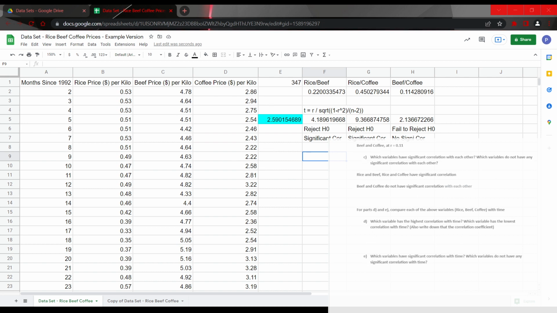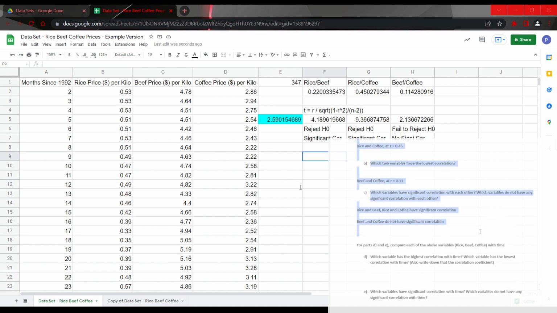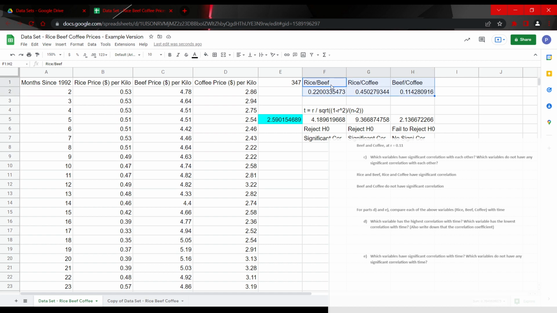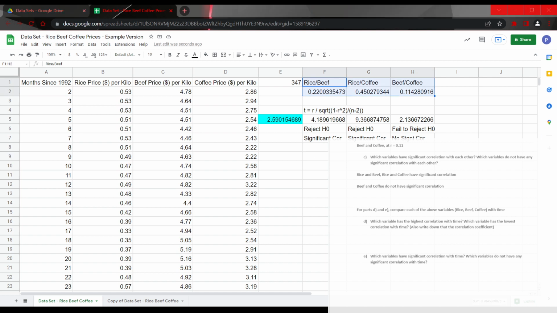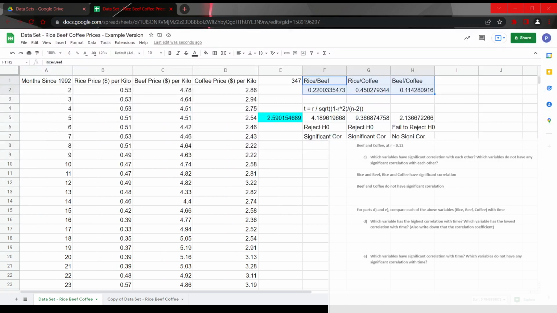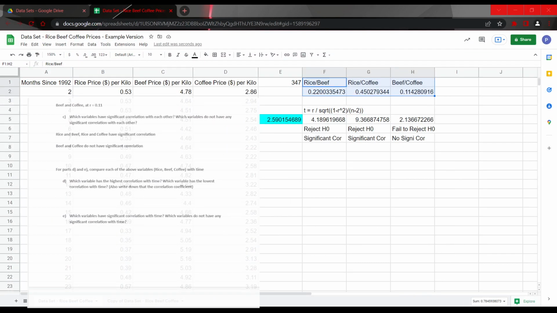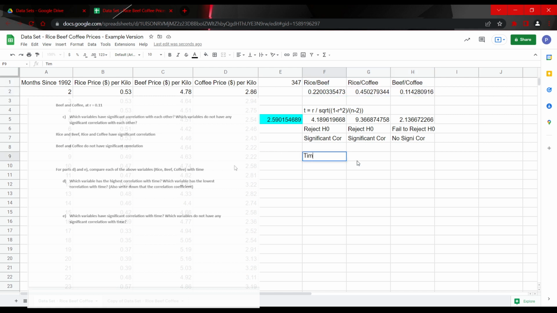And so with that, this first part is done. The second part, I want you to be able to correlate variables with time. So we will be doing the exact same thing, except instead of with each other, I will be doing each of them with time. So again, sorry about that. Let me move this out of the way a little bit. So we're gonna do time and rice, time and coffee, time and beef, and then time and coffee.